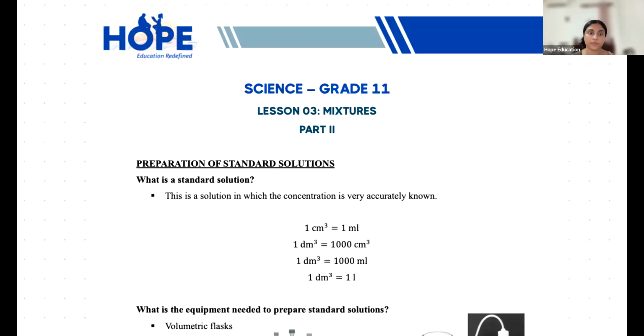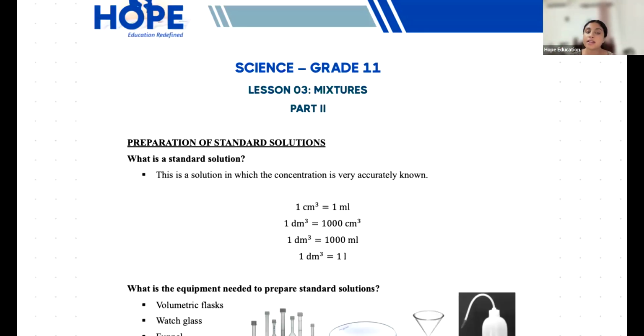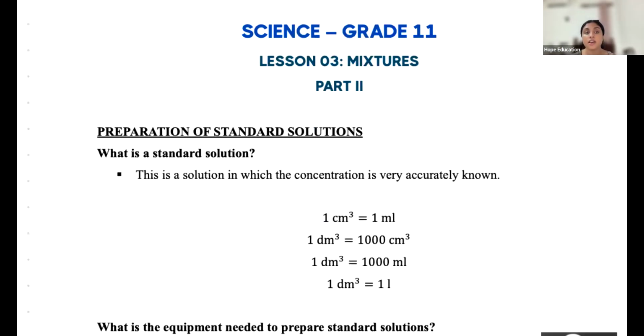Mixtures part 2. Preparation of standard solutions. First of all, we need to know what exactly are standard solutions, right? What is a standard solution? This is a solution in which the concentration is very accurately known.